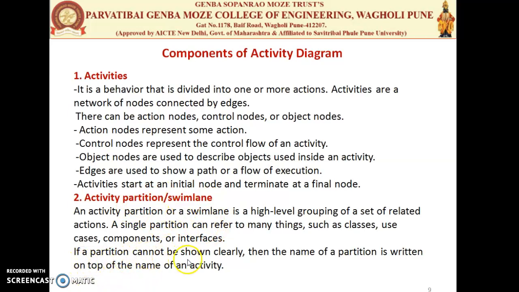If the partition is not clearly understandable, you can just name the partition on the top of the activity. We'll see it in a diagram, so you can easily understand the partition. You can just remember one thing: a partition is nothing but a group of components. The components may be classes, use cases, interfaces, or system components that perform some similar activity. That is called a partition, or we can say a swimlane.